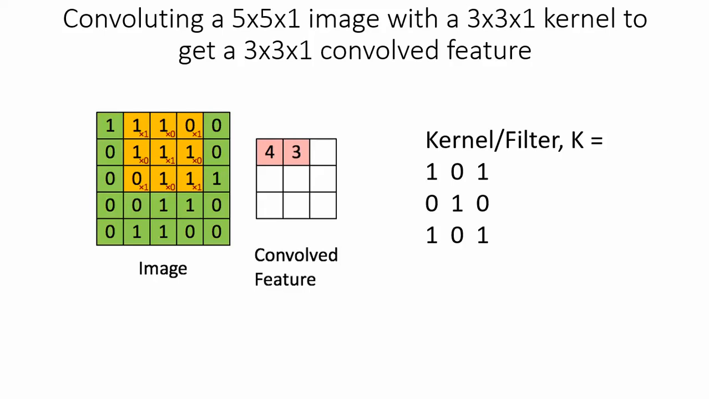And convolving a 5 cross 5 image with a 3 cross 3 kernel to get a 3 cross 3 convolved feature. If you observe, please look at it carefully how it is calculating. Initially, I gave some formula for how it calculates the values. We are going to convert into 3 cross 3, that is 3 rows, 3 columns, into one single feature.